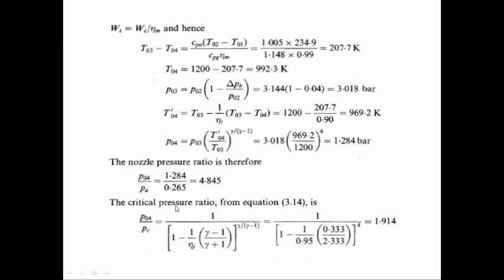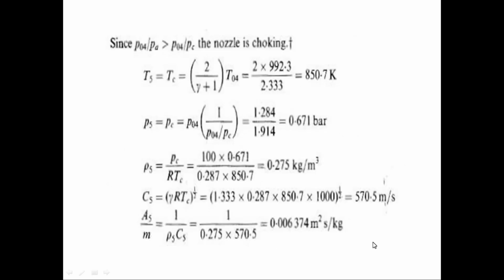So P04 by Pc is 1.914. You can compare these two pressure ratios and find that the nozzle is choked, because the critical pressure Pc is actually greater than Pa. Of course, the nozzle is said to be choked.